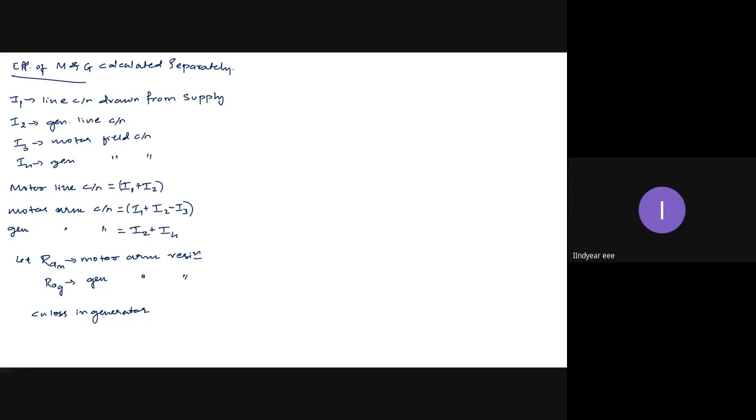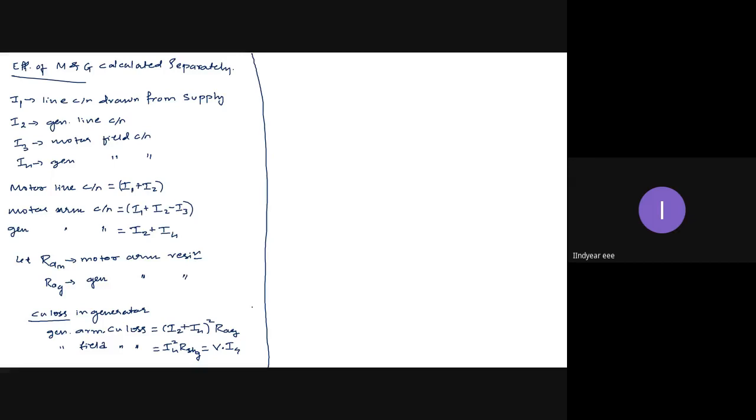So copper losses in generator: one is the generator armature copper loss, which is equal to (I2 plus I4) squared times RAG, and the generator field copper loss. If I know RSH, I can take ISH squared RSH, or I4 squared RSH of generator, or simply V into I4. Practically also we take V into I4 only for generator field copper loss, because I know V and I know the current.